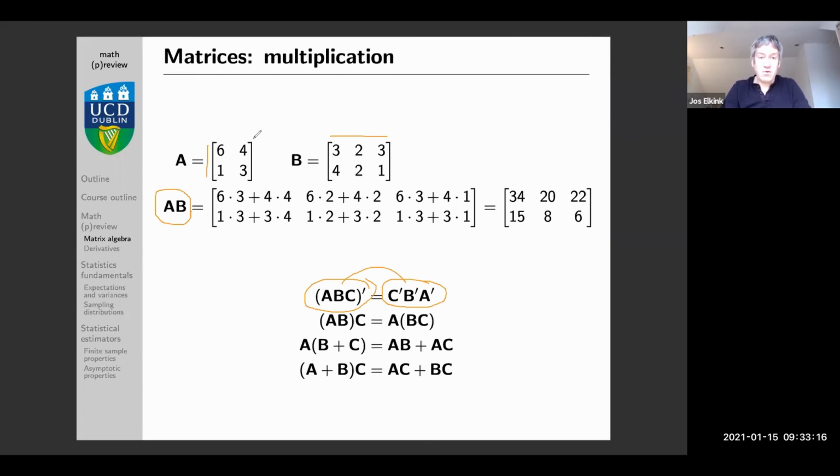But if you take transposes, this becomes a 2 by 2 and this becomes a 3 by 2 matrix, and then it's the other way around. So the transpose of a product is the same as the product of the transpose in reverse order.